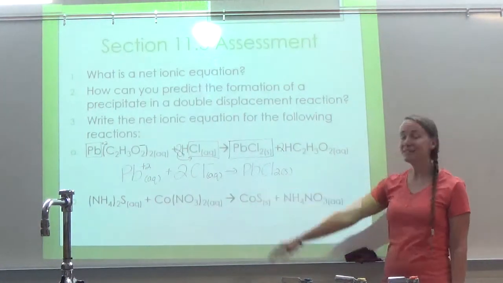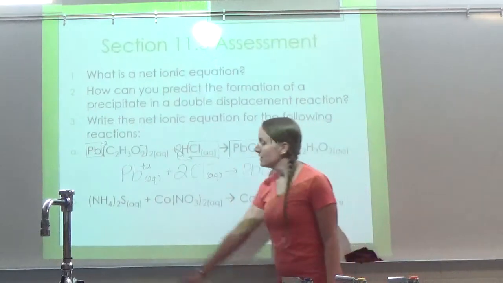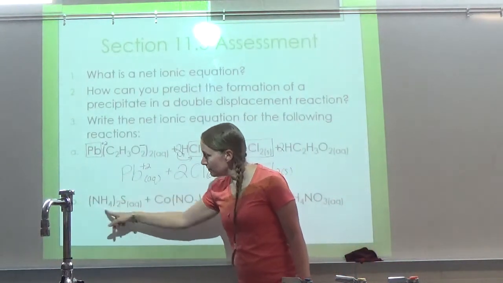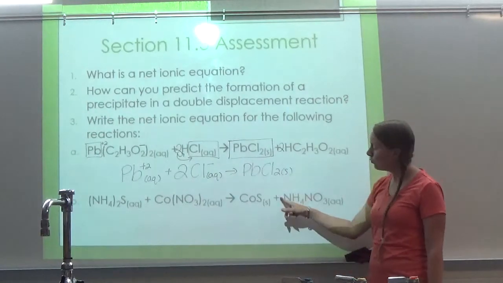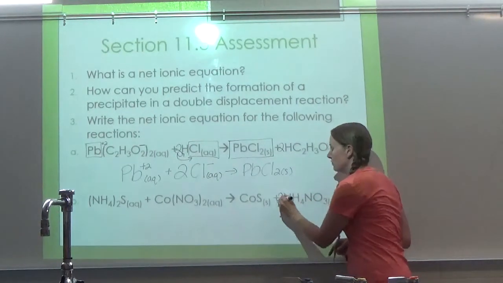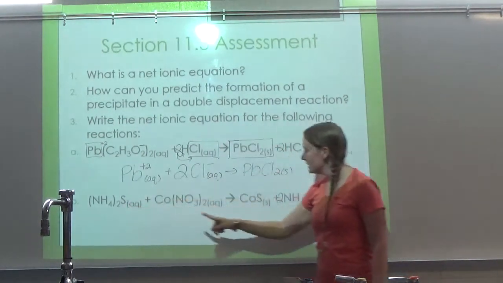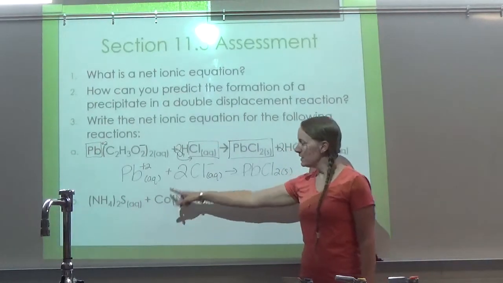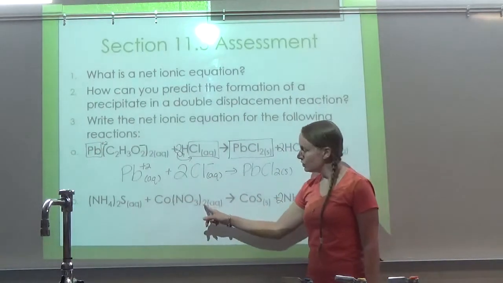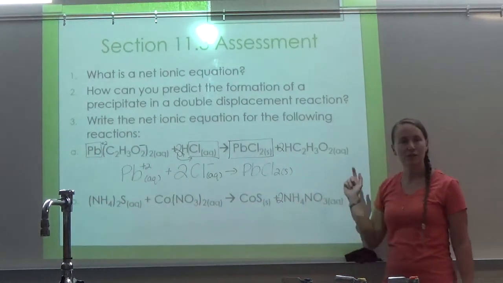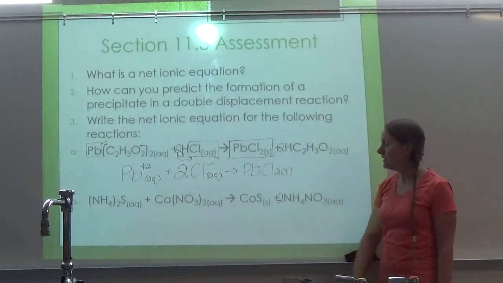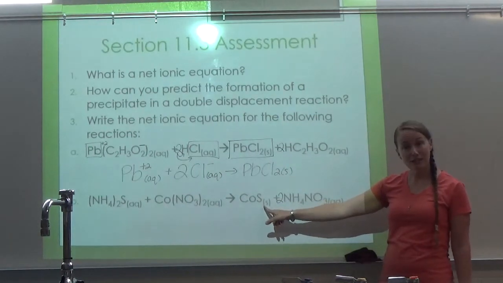So the first step is I'm going to balance the equation. So I have 2 ammonium. Ammonium's just NH4. 2 ammonium. Here I only have 1 ammonium, so I need to put a 2. I have 1 S, 1 S, 1 CO, 1 CO, 2 nitrates, and 2 nitrates. So we're good to go. Alright, so I can automatically see there's a solid right here.